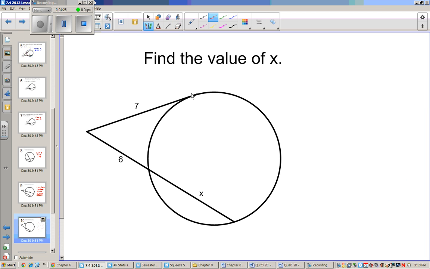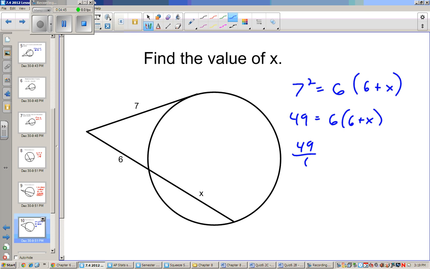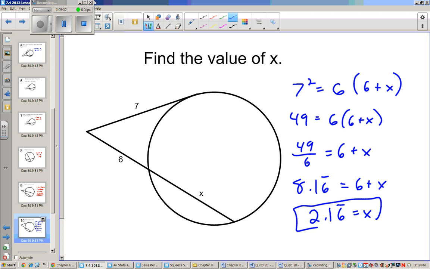All right. Now in this situation, we'll use our tangent rule. So 7 times 7 is 7 squared, or 49. That's going to be equal to 6 times this whole length, which is 6 plus x. So now if we divide both sides by 6, we'll have 49 sixths is equal to 6 plus x. This would be, well, it would be 8 1/6. So if we subtract 6 on both sides, this x value will be 2 1/6 or 2.16 repeating.